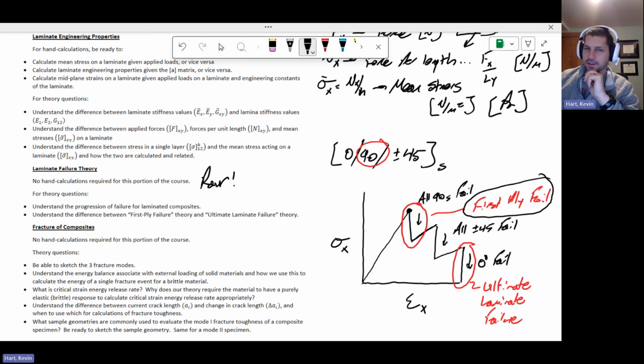We're going to work with first ply failure. It's the most conservative, and it's most commonly used in industry. So that's what's going to happen there. Okay, that ends the laminate portion of the class.